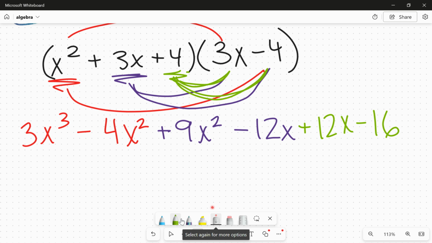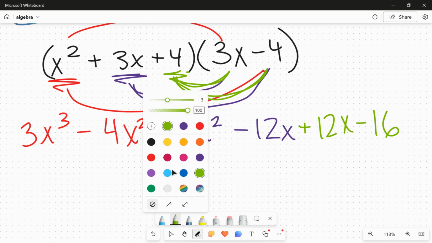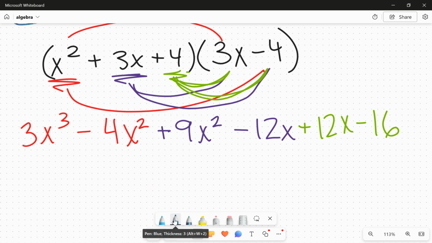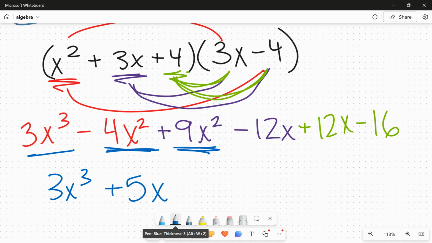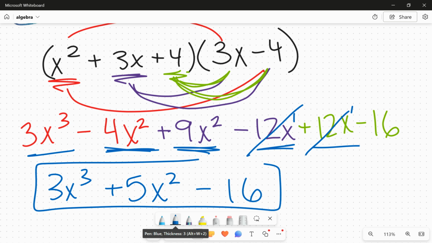Okay, so now that we've gotten all these terms, I want to simplify. So again, back to simplifying expressions, right? That's why this is important. We need it for a lot of different things. So we have one thing to the third power, so that makes that easy. And then squared, I have two terms that are squared, minus 4x plus 9x, so plus 5x squared. And then my x to the first powers cancel out, a minus 12 and a plus 12, and then just a minus 16. And we're done.